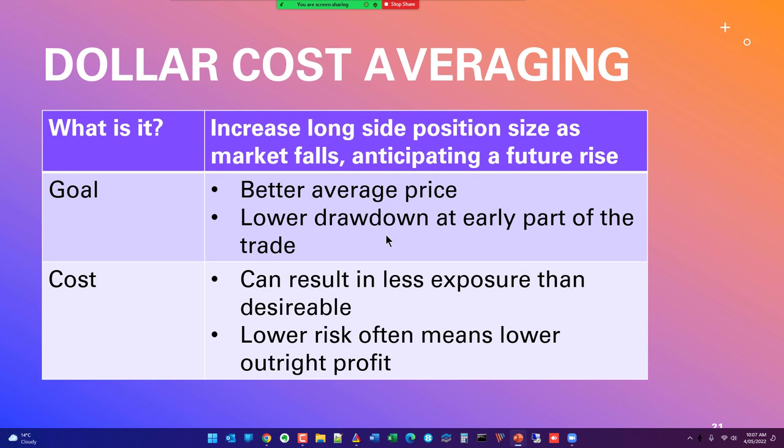So what's the cost of that? Well, one issue is that you may end up with far less exposure than you actually want to achieve. You may anticipate that you want to get 4 or 5 scale ins as the price goes against you, but you may only get 1 or 2 of them in before the thing goes in your favor. So now you're left with less exposure than if you just jumped in with 100% at the start of the trade. Ultimately what you're trying to do is lower your overall risk. But just remember that low overall risk usually equals lower profit. So trying to reduce your volatility of returns is normally going to reduce your overall profit.